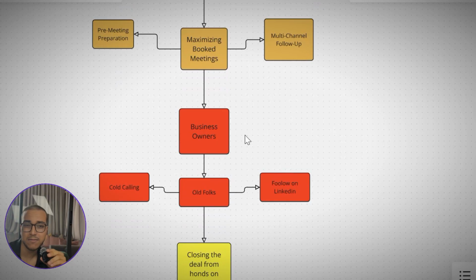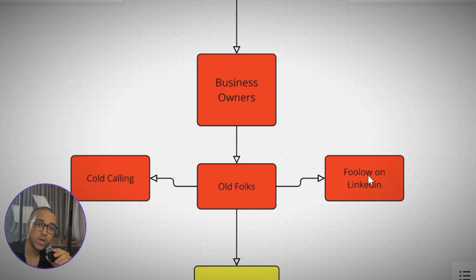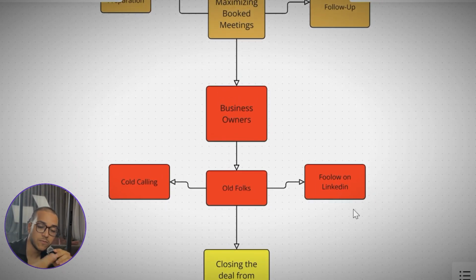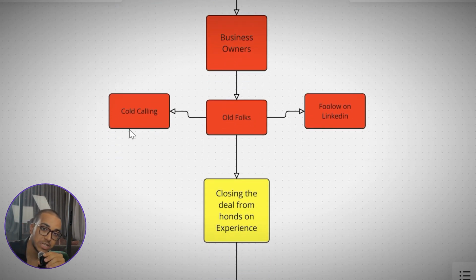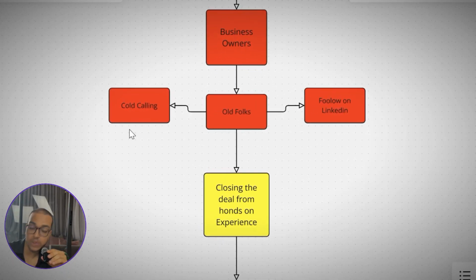Remember, these people are very busy. They have employees, they have a lot of things to do. Most of the time, these business owners are older folks, not our generation. They're busy, they've got employees. So if you don't follow up with them, they're probably going to forget about you. So try to follow up with them in multiple channels. Try to follow up on LinkedIn, find the LinkedIn account, try even cold calling them. If you use that strategy plus cold calling, it's crazy, bro. We've been doing that and we increased our booked rate like crazy.